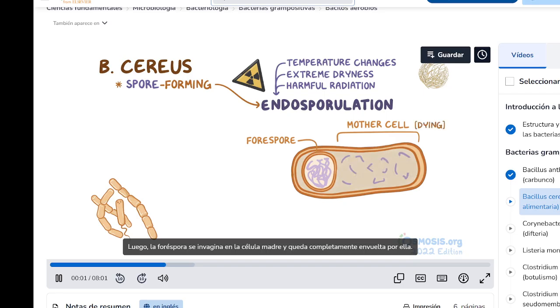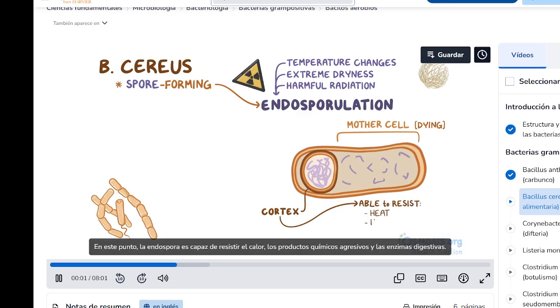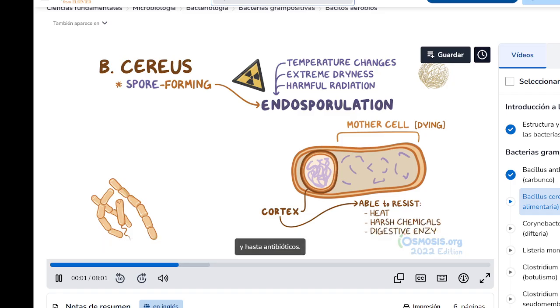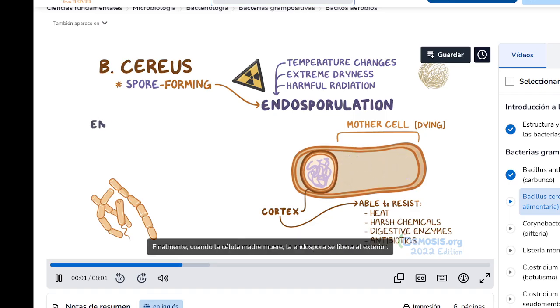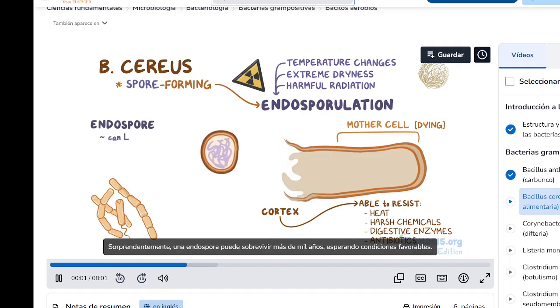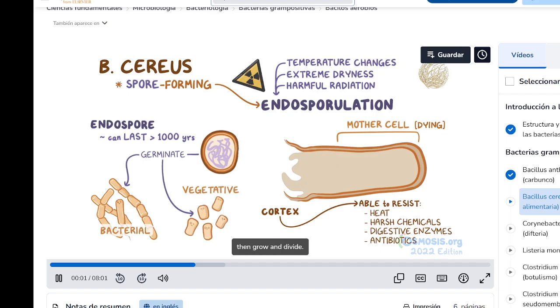Inside the dying mother cell, the forespore loses water and accumulates calcium, and at the same time gets wrapped in a super tough cortex from the dying mother cell. At this point, the endospore is able to resist heat, harsh chemicals, digestive enzymes, and even antibiotics. Finally, as the mother cell dies off, the endospore is released outside. Surprisingly, an endospore can last over 1,000 years out, waiting for favorable conditions to come, and then germinate into the bacterial or vegetative form, which can then grow and divide.